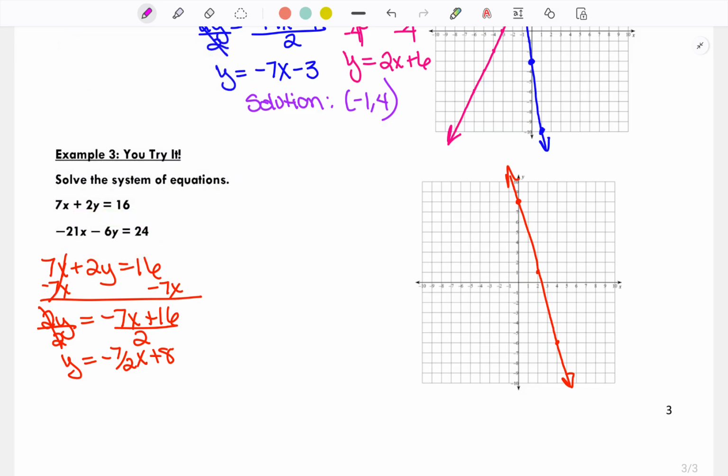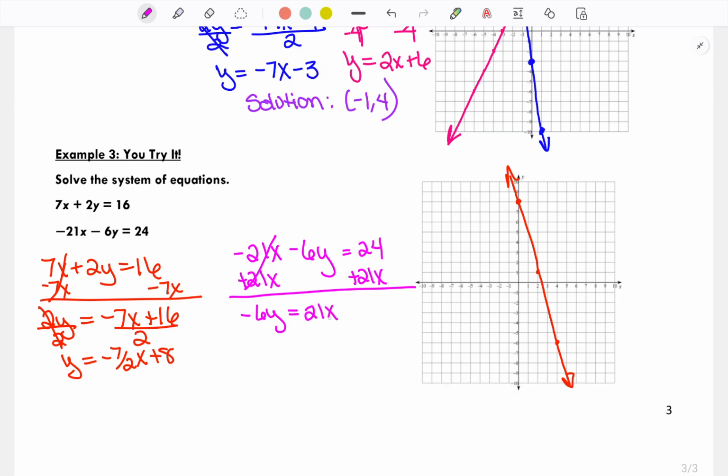And then we are going to take our second equation, negative 21x minus 6y equals 24. We are going to add 21x. So I have negative 6y equals 21x plus 24. We're going to divide by negative 6. So y is going to equal negative 7 over 2 x minus 4. So what is going to happen here is that we are going to have two parallel lines.